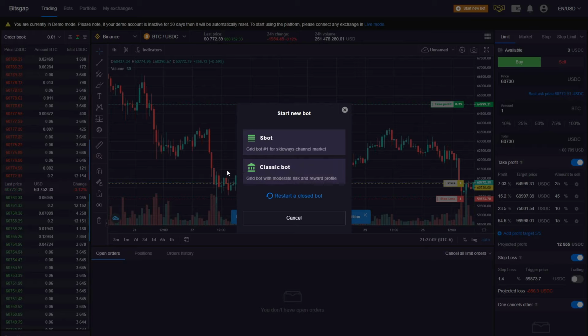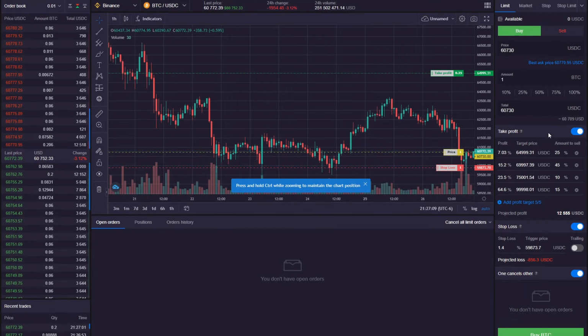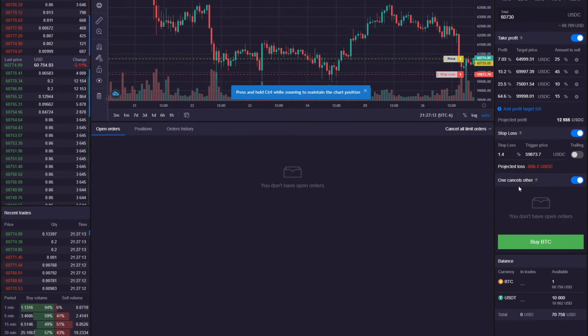My favorite function about Bitsgap, and what I think most traders can utilize it for the most, is really the smart trading functions that allow us to take multiple take profits, trailing stop losses, as well as cancel other orders.